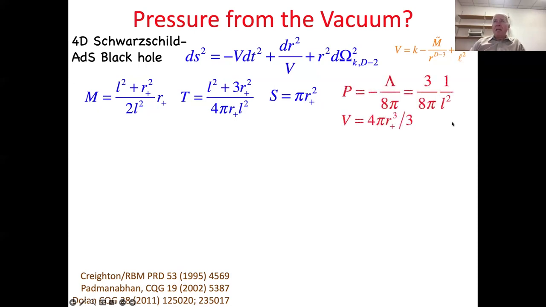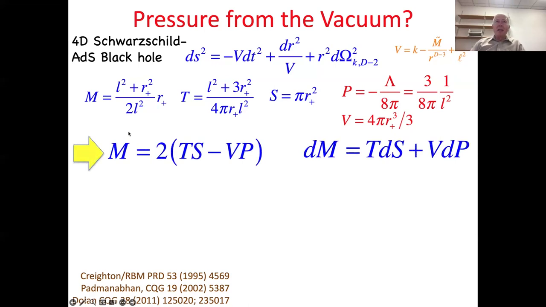The pressure, according to these papers here, would be negative lambda over 8 pi, and lambda is related to this L squared by being negative 3 over L squared. So we get this relation. And it turns out the thermodynamic volume, don't confuse the red V with the blue one, is 4/3 pi r plus cubed. So you can then show that the mass is related to the temperature, entropy, volume, and pressure by this relationship right here.